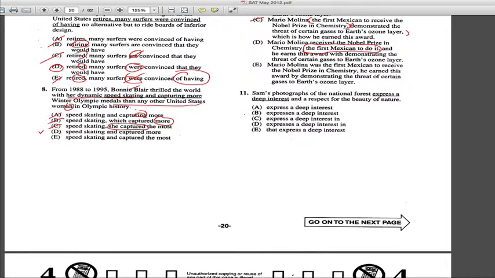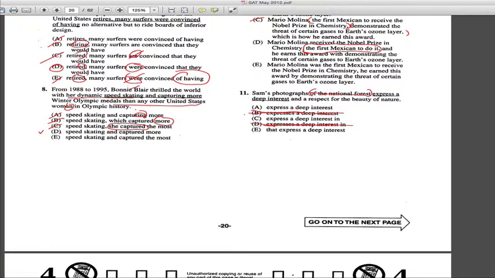Small sentence. Sam's photographs of national forest. Photographs. I cut this prepositional phrase. Photographs are plural. Express, not cis. Express, no. No, it's a that. The silly mistakes that I'm supposed to make. I just canceled them off. It could be A, C, and E. So let's go ahead and take a look at it.